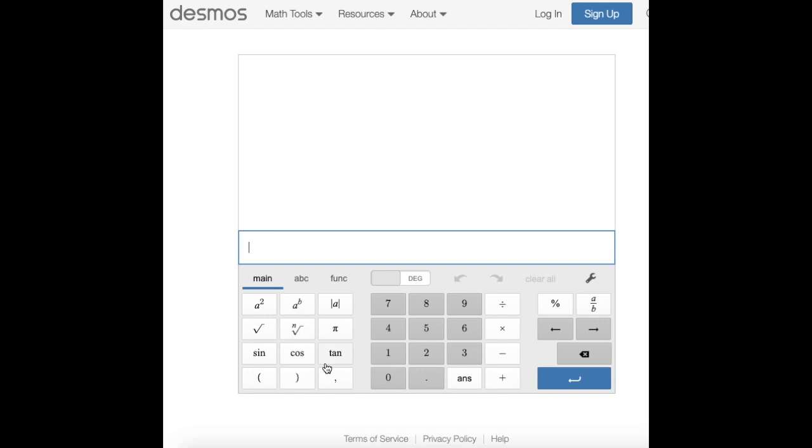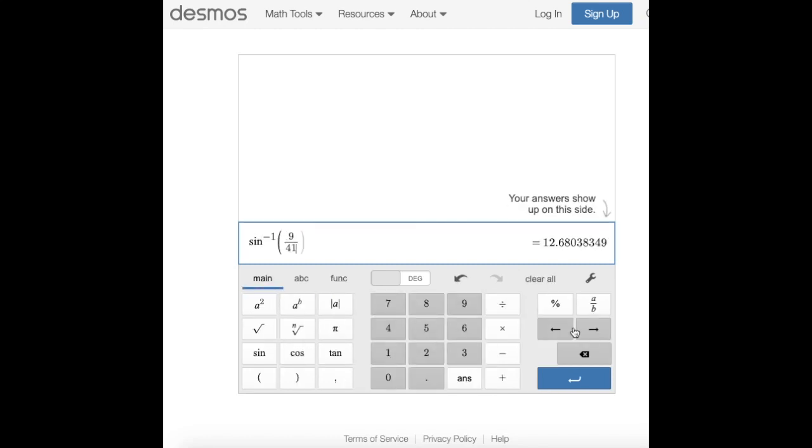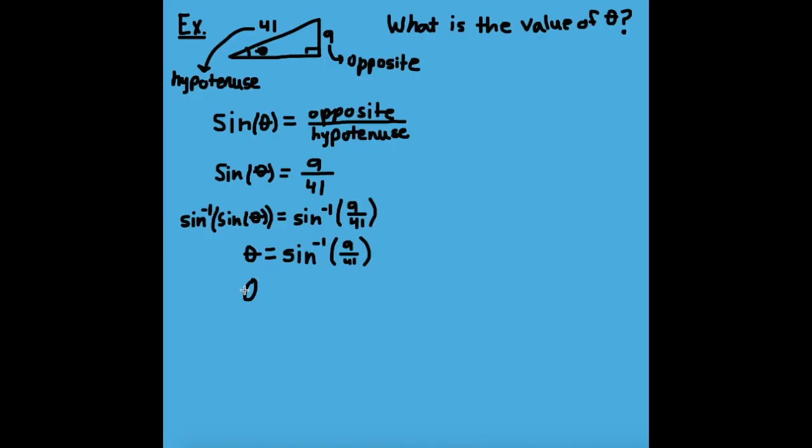So we take our calculators out and we plug that in. We then get 12.68 degrees, which we can round to 13 degrees. Therefore, this angle is 13 degrees. Theta equals 13 degrees.